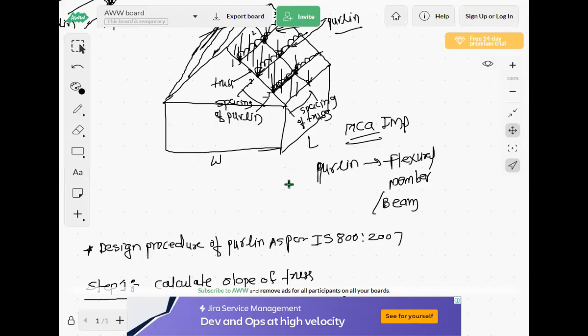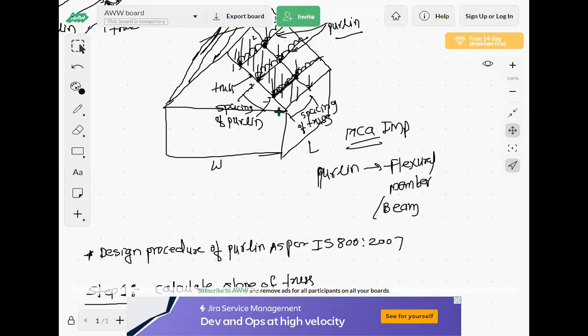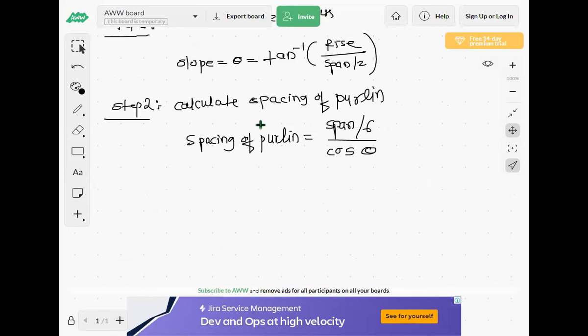So what is spacing? It means the distance between these two purlins. This is the spacing we have to calculate: total span by 6 divided by cos theta. Here theta is there, so we have to use this theta for the spacing purpose. So step number 2 is over. Now step 3, this formula is as per the procedure given in the IS 800-2007.